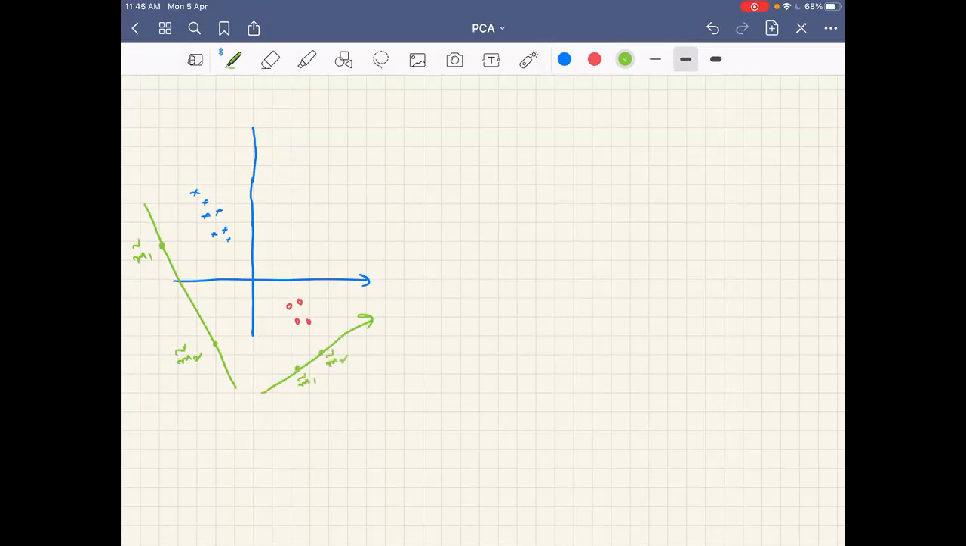So which direction should I take now? This direction or this direction? Let this be W1, and the other one be W2. Which one should I take to project the samples?